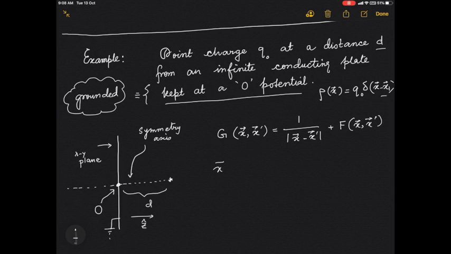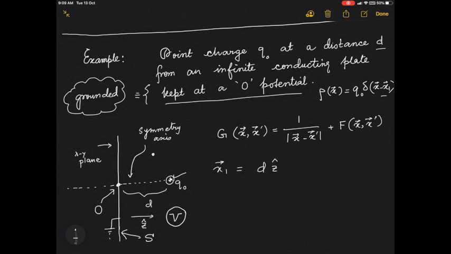So then x1, which is the location of the charge, is essentially d z cap. And if I want to calculate the potential at any point x, you see my charge is here. So this is the location of the charge q naught, which means my volume is this.